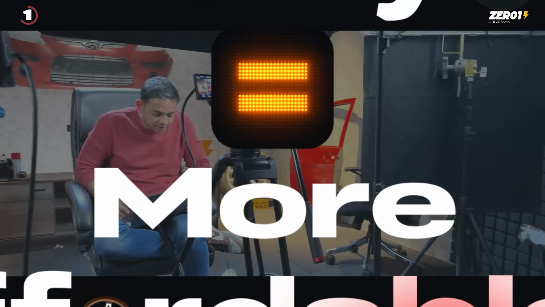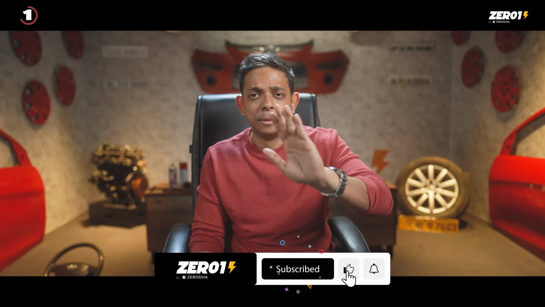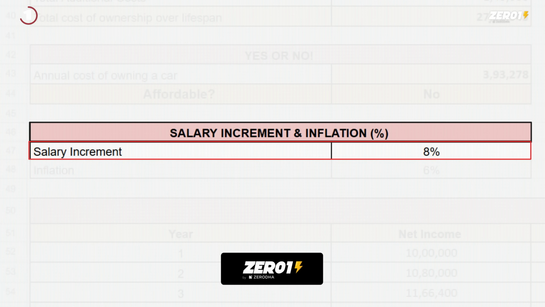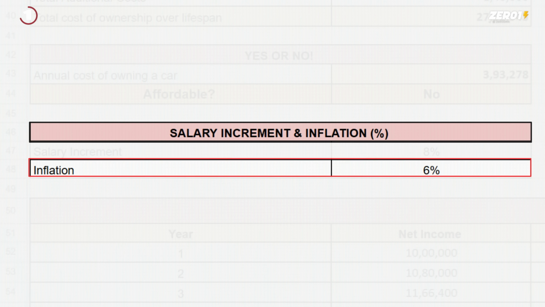Okay, so let's do something. Let's also include inflation since you're also including salary. So I'll assume a salary increment of 8%. I know a lot of you are very good and you'll get more than this, but please, let's be realistic. 8%. Inflation I'll keep at 5. Actually, let's keep it at 6%.